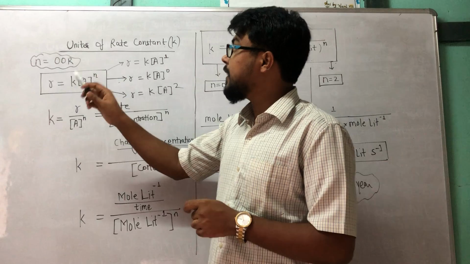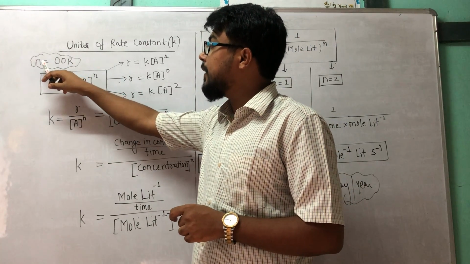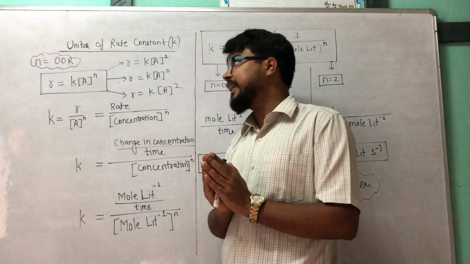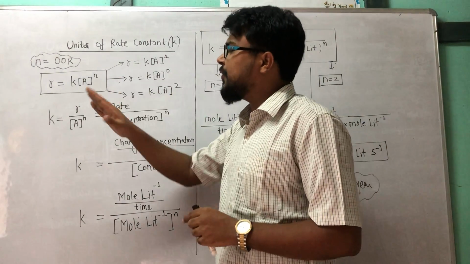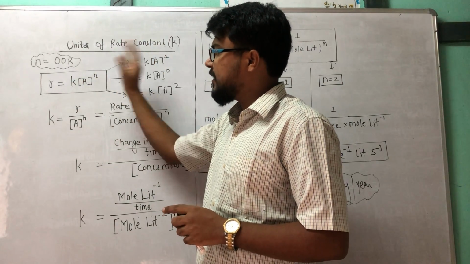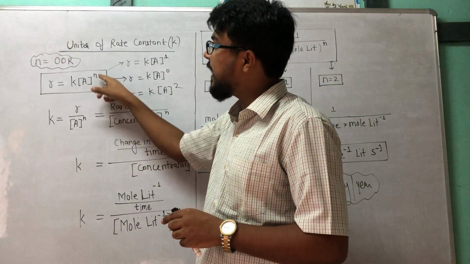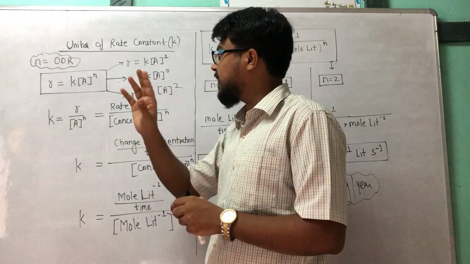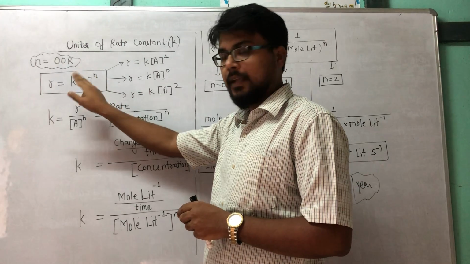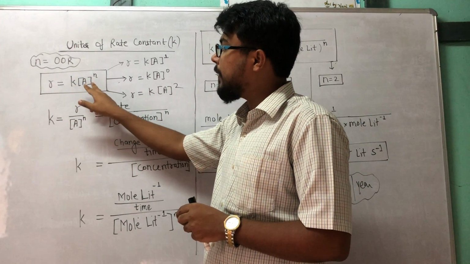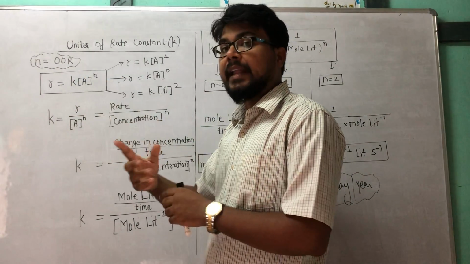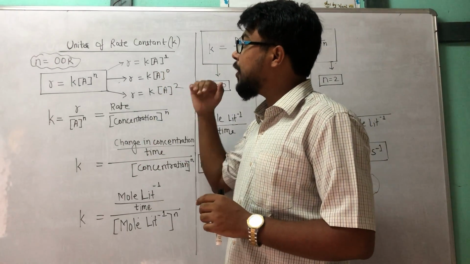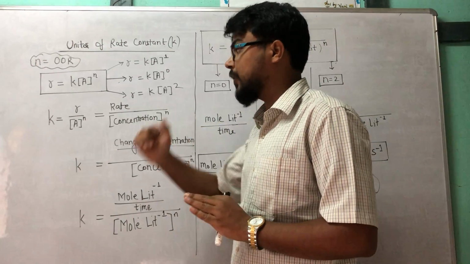Suppose in this concept I consider n equal to the order of reaction. What is n? n is the order of reaction, and the general rate law for any reaction of nth order, where n can be 0, 1, 2, 3, etc., is R = k[A]^n. n can be 0, 1, or 2. So what would be the unit of rate constant for different orders?